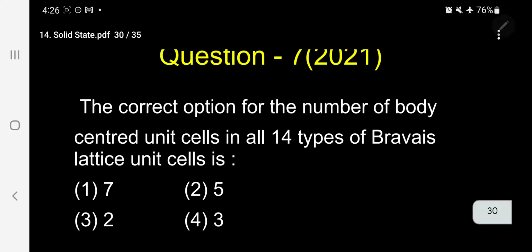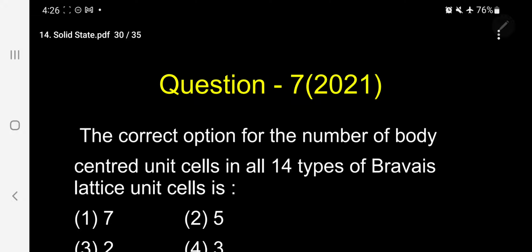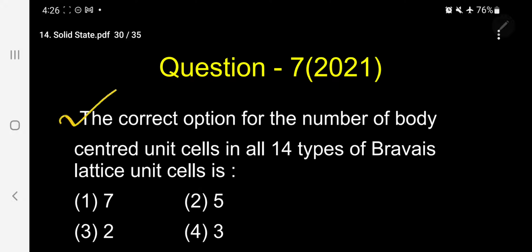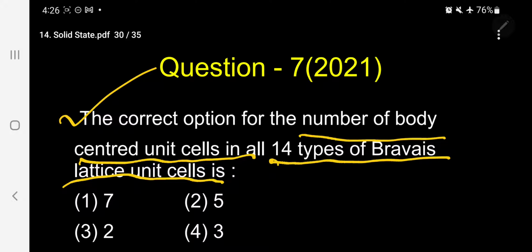Question number 7. Please follow. This is the question asked in NEET 2021 last year. What is the number of body centered unit cells in all 14 types of Bravais lattices? Kindly follow. 14 Bravais lattices and 7 crystal systems are available. And they are specifically asking among the 14 lattices, how many body centered unit cells are there?